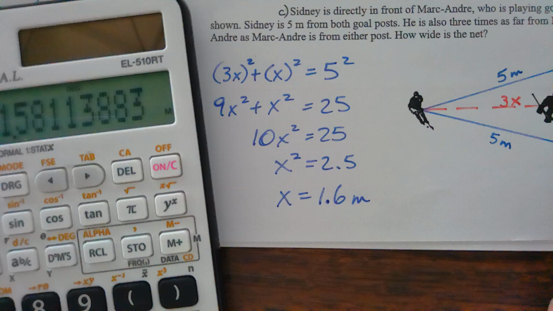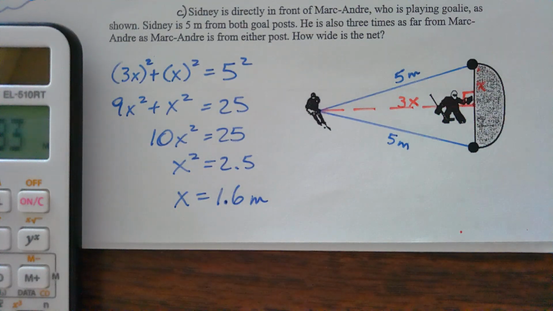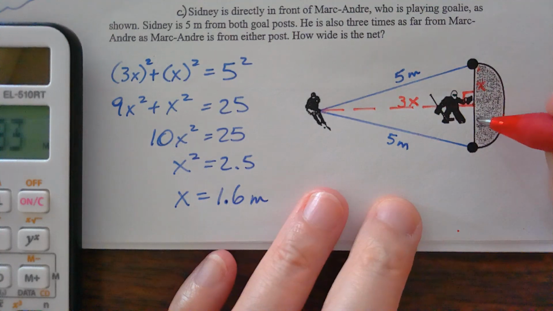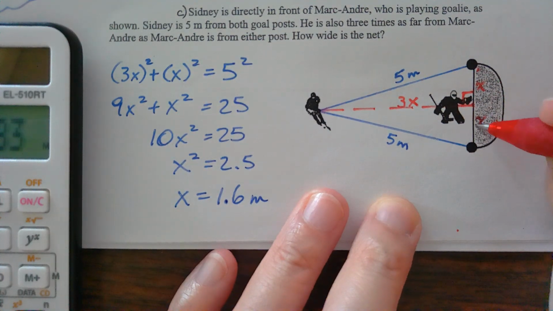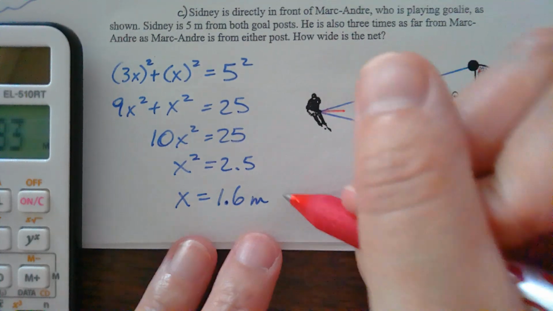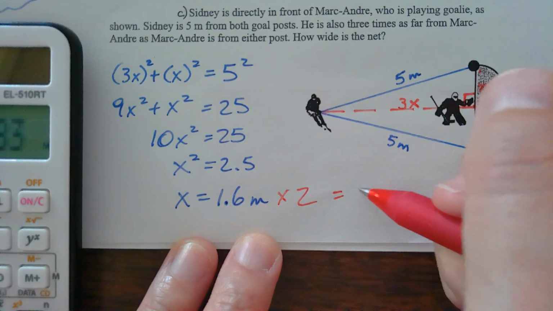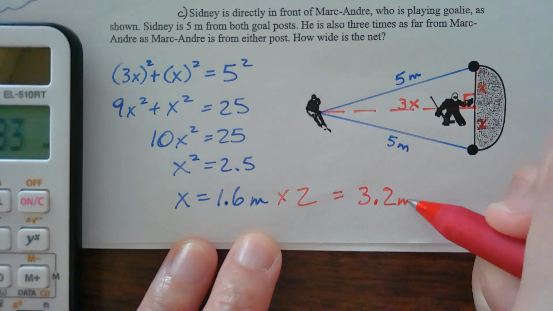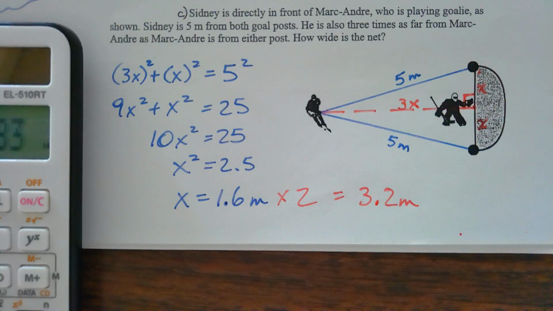No, why not? Right. I want to know how long the whole length is. So this is x, this is x. So that means I have to times this by 2, so that the width of the net is 3.2 meters.